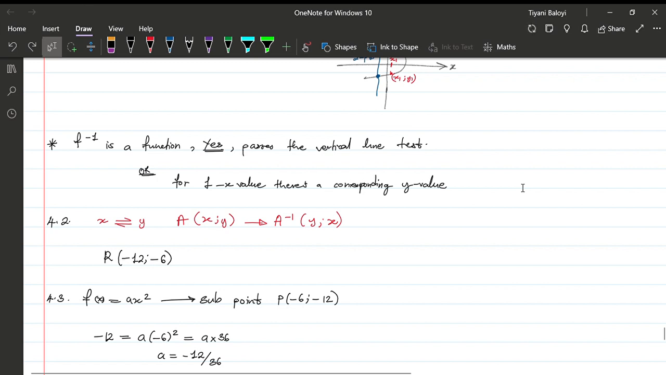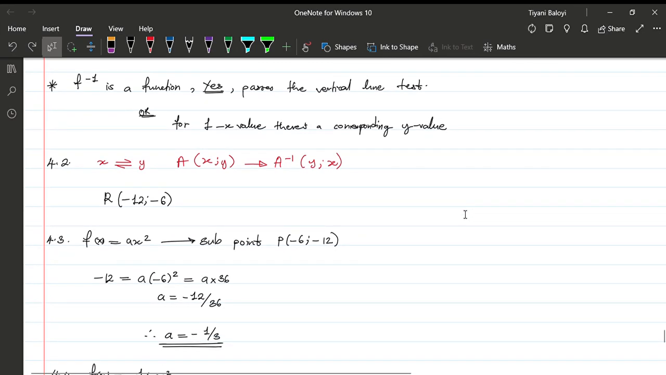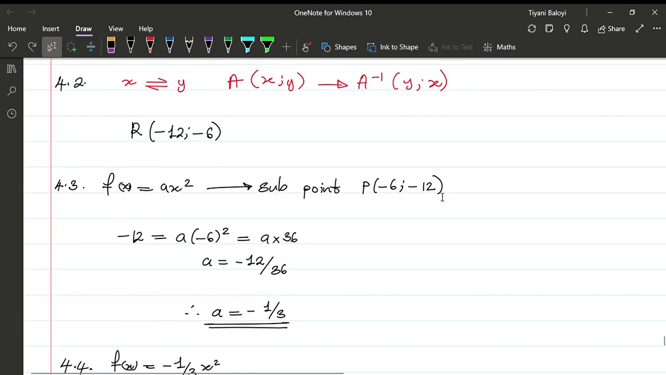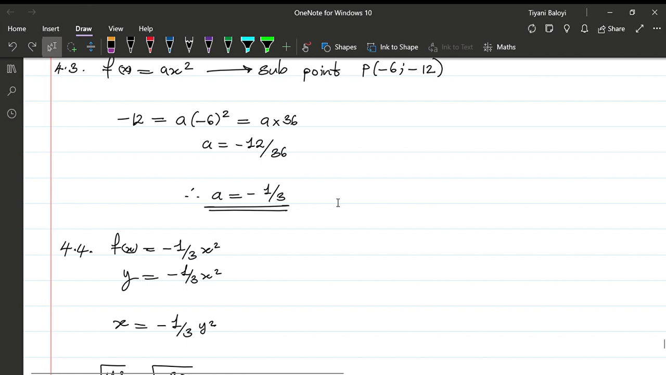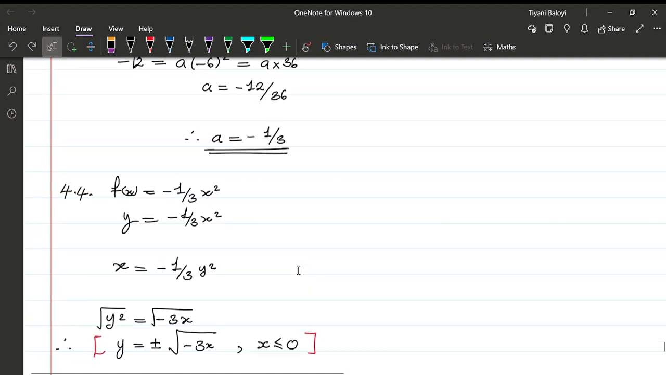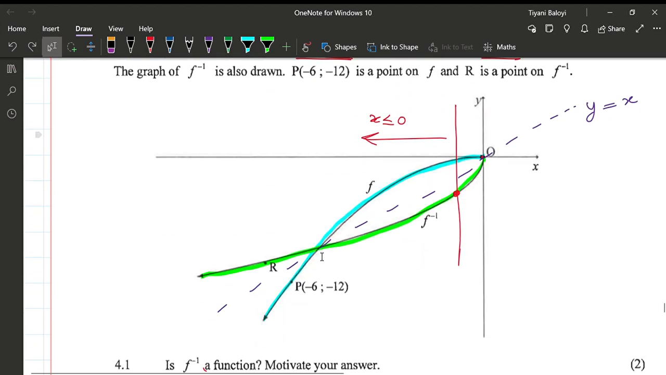So for one x value, there's a corresponding y value, a reflection about y is equal to x. So that makes sense that your x values become your y values, your y values become your x values. That's the inverse. We found a as negative 1 over 3. We found the inverse in the form of y as plus or minus the square root of negative 3x, but this is only defined for x less or equal to 0, right? So that's what we have.